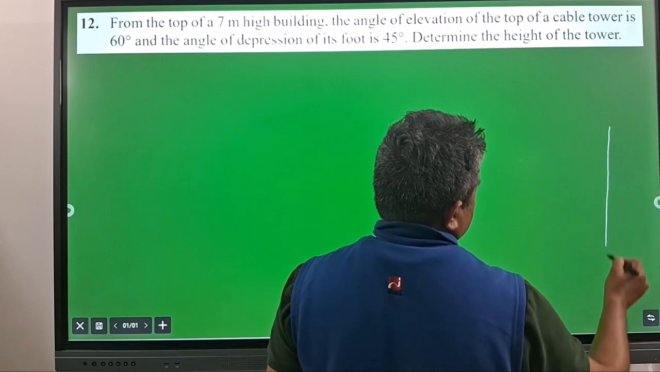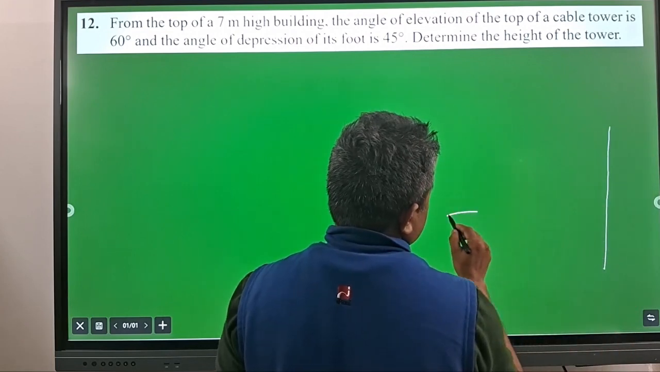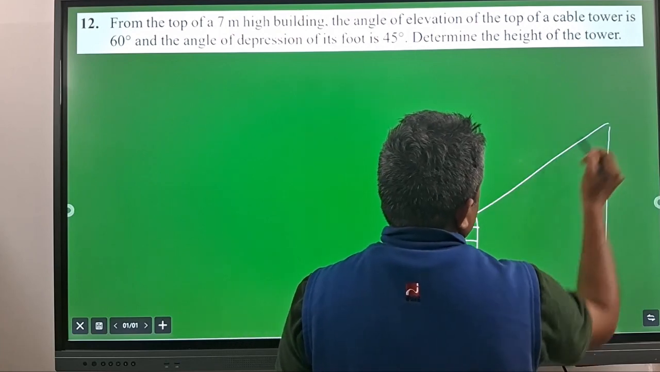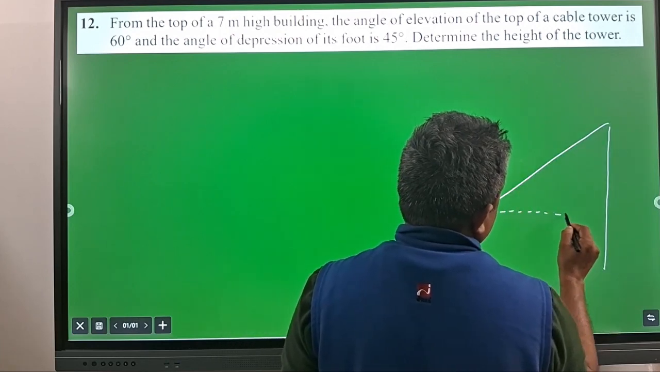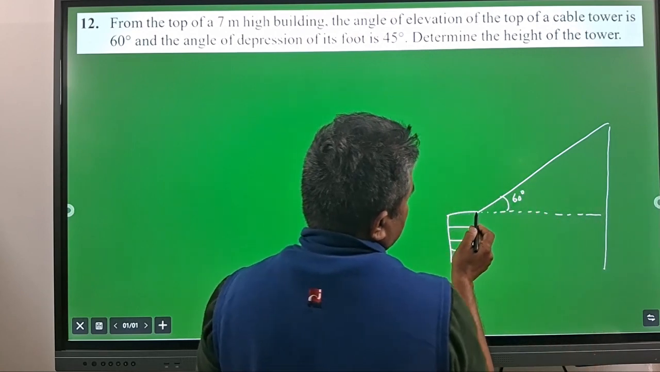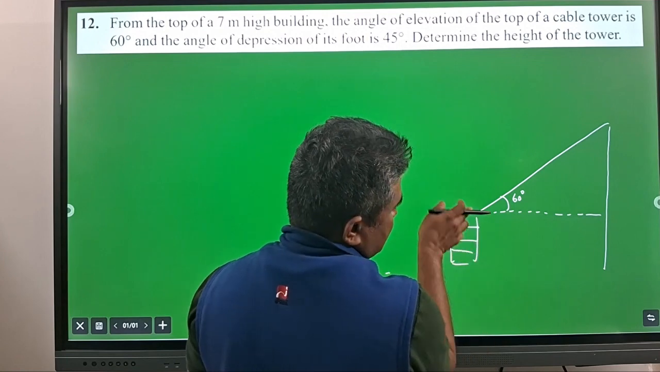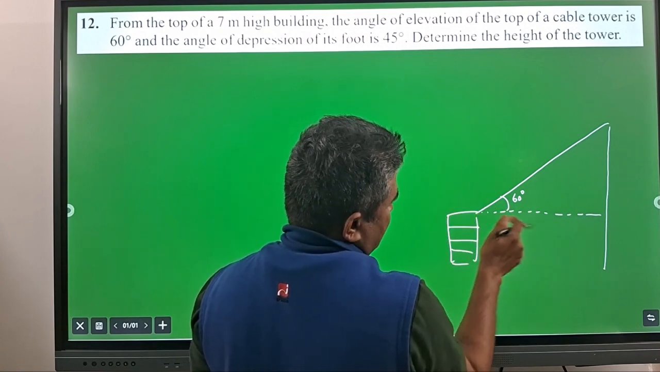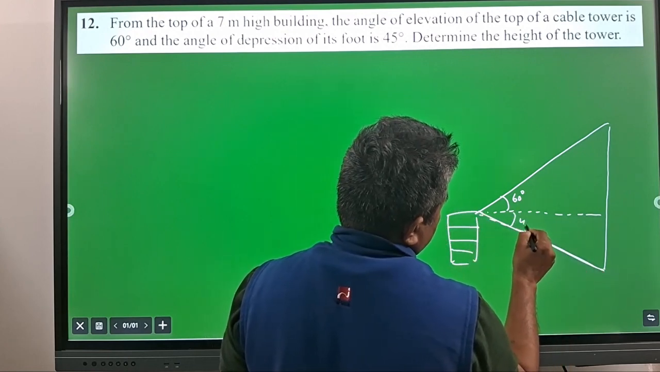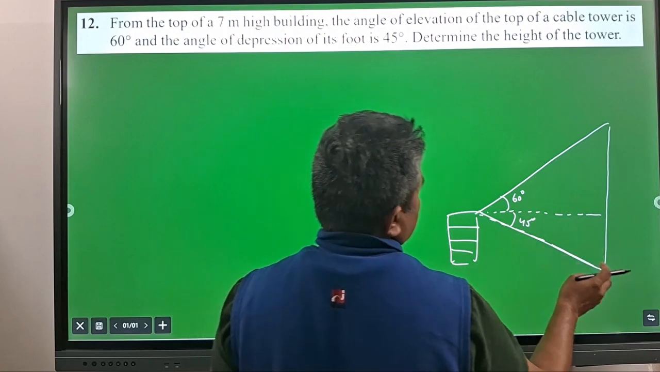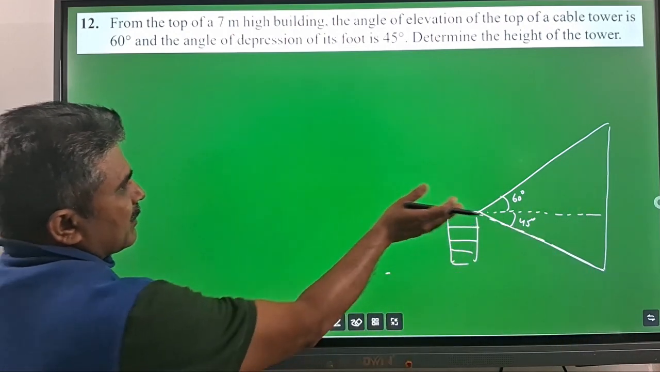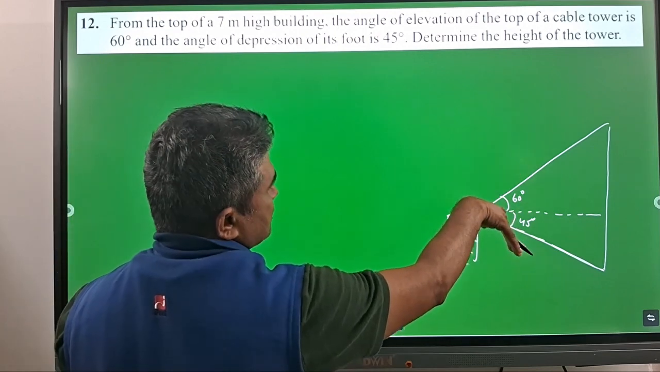We have a tower and from a building you are observing the height of the tower with an angle of inclination made with the horizontal of 60 degrees, and an angle of depression, that means you are seeing from here to the lower level. So this is the line of vision. So this is 45 degrees because we have seen the foot of the tower with an angle of 45 degrees. Angle of elevation is 60 degrees, angle of depression is 45 degrees.